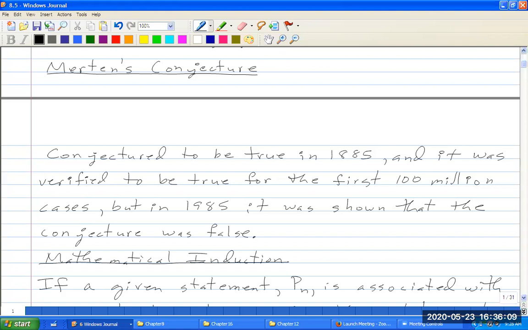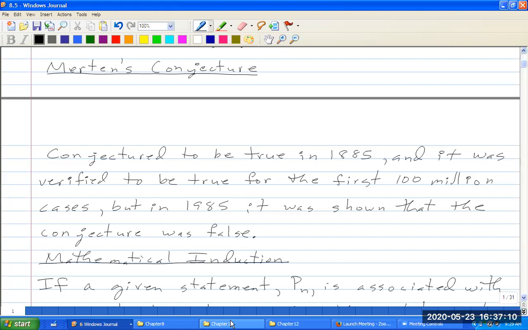So, Mertens' conjecture was conjectured to be a true statement in 1885. People started working on it, and they actually verified that it was true for the first 100 million cases. They looked at 100 million numbers, and they all worked. But in 1985, it was shown that this conjecture was false. To actually verify it for 100 million cases, people thought it was probably a true statement, but it turned out not to be. So just because it seems to be true doesn't mean it is true, unless you actually do a mathematical proof of it.